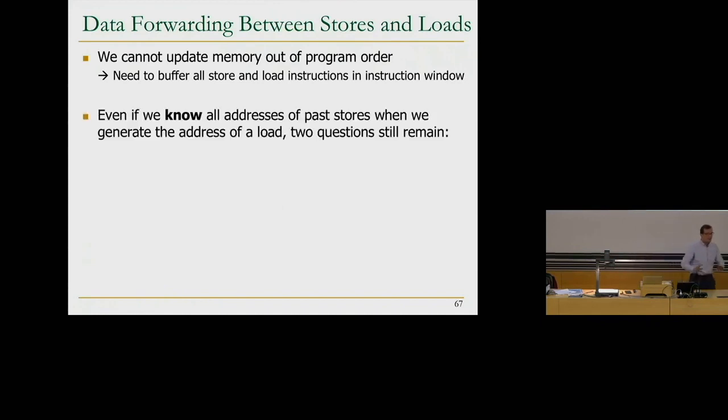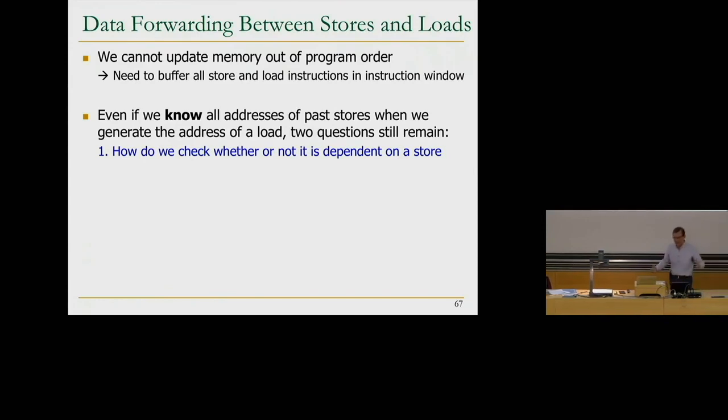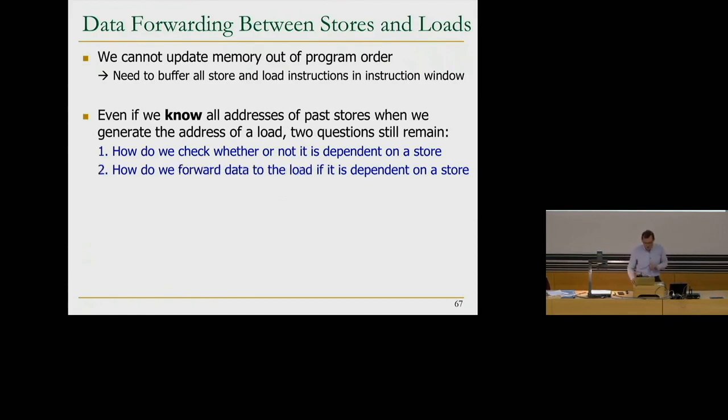Now I'm going to sidestep the problem. I'm going to say, even if we know all of the addresses of past stores, this is still complex. So when we generate the address of a load, two questions still remain. One is, how do we check whether or not it's dependent on a store? There needs to be some way, assuming that you would like to schedule this load at that point in time. You don't want to take the conservative approach. And how do we forward the data to the load if it's dependent on a store? For this, you need a special structure.